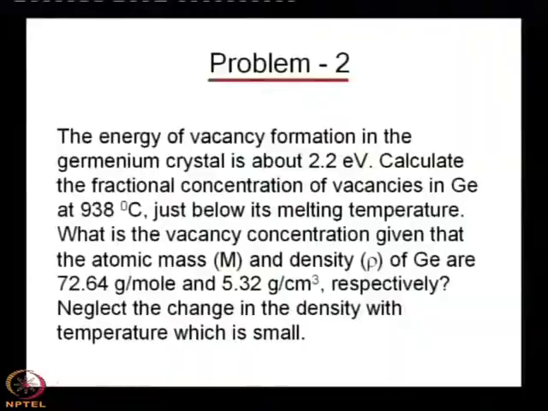Another application of defect is the non-stoichiometry crystal. Say zinc oxide, let us take one example of zinc oxide.